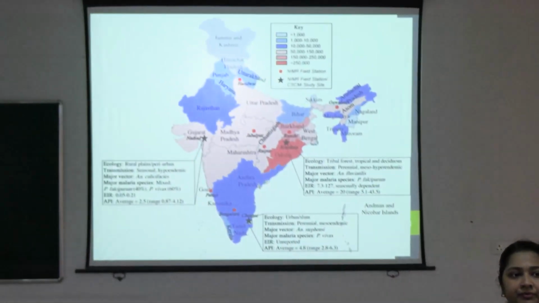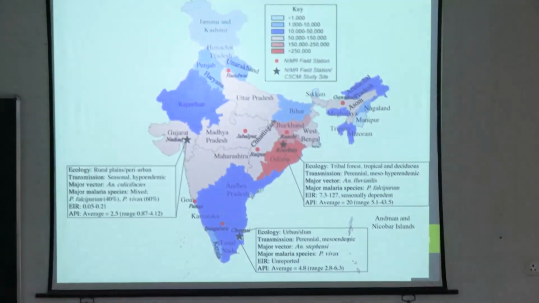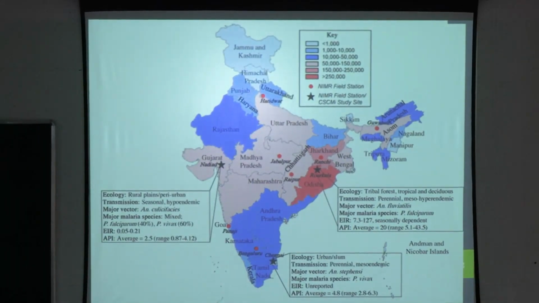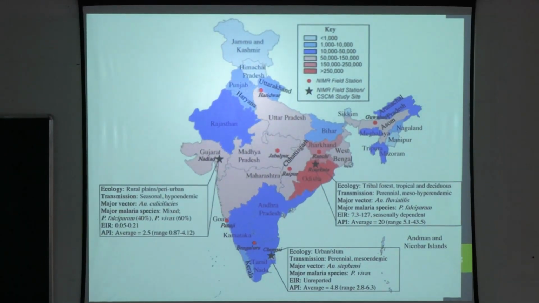What is this map? It is divided into zones, blue, then pink, red. What is this showing? What distribution is this showing? Number 1, it is showing the API, annual parasitological index, right? The color coding is based on that. Number 2, it is also showing the distribution. Why? Because there are different Anopheles species causing disease in different parts of India.